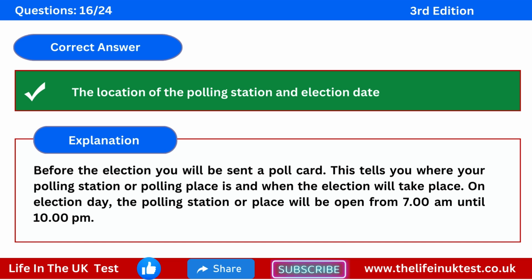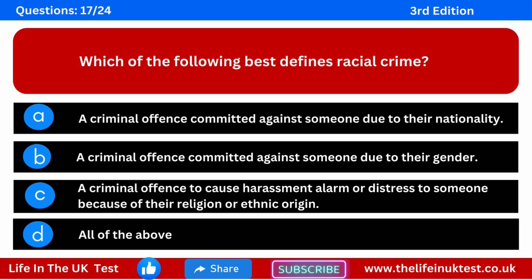Explanation. Before the election you will be sent a poll card. This tells you where your polling station or polling place is and when the election will take place. On election day, the polling station or place will be open from 7 a.m. until 10 p.m. Question 17. Which of the following best defines racial crime?